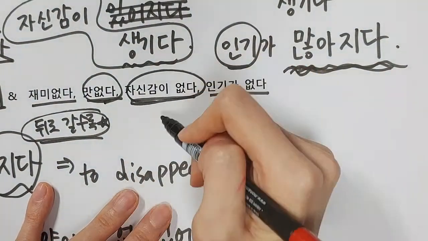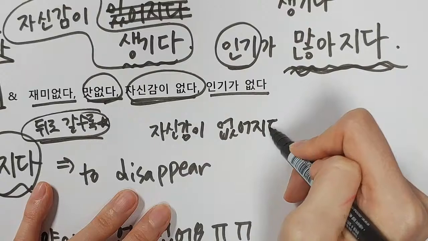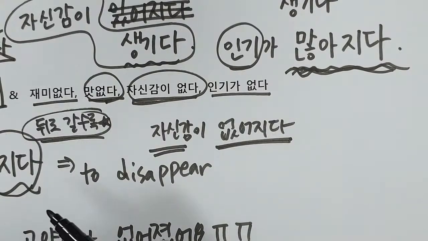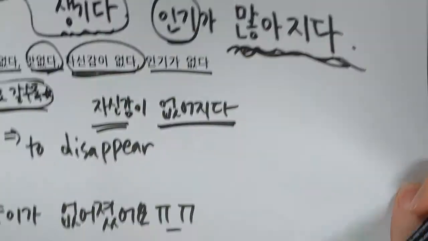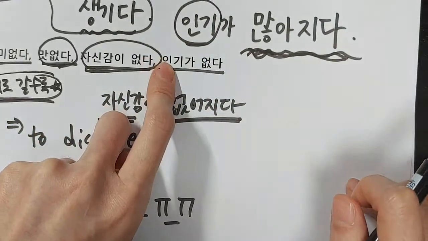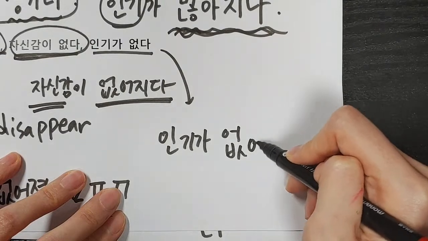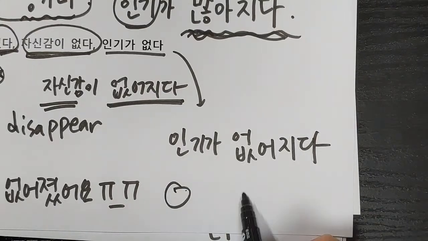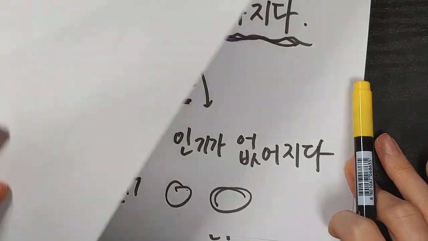Or 자신감이 없어지다, which literally means for your confidence to go away, to disappear. So 자신감이 없어지다 can be used when you lost your confidence or became disheartened by something. 자신감이 없어졌어요. I lost my confidence. 그 다음에 인기가 없어지다 would also mean to become unpopular. You had 인기, but now you don't. 인기가 없어졌어요.